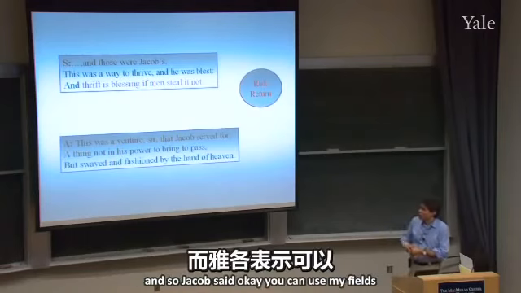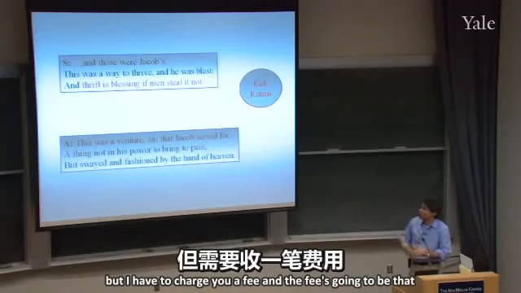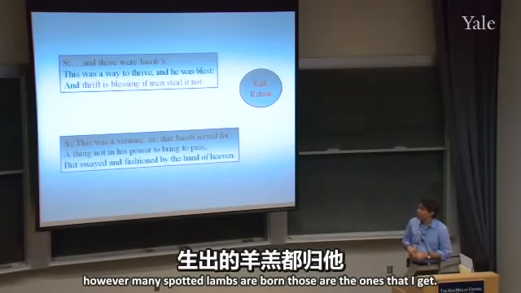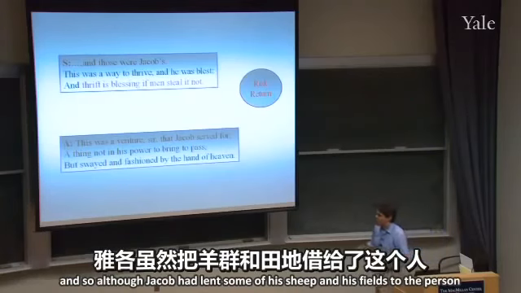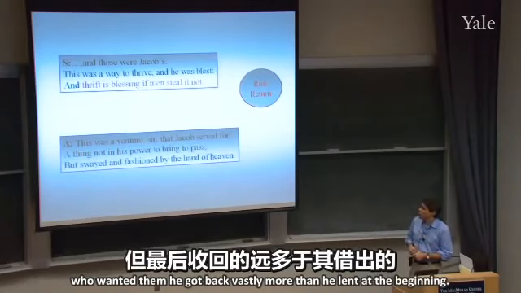And so Jacob said, okay, you can use my fields, but I have to charge you a fee. And the fee is going to be that however many spotted lambs are born, those are the ones that I get. And so it turned out that there was a huge number of spotted lambs. And so although Jacob had lent some of his sheep and his fields to the person who wanted them, he got back vastly more than he lent at the beginning.